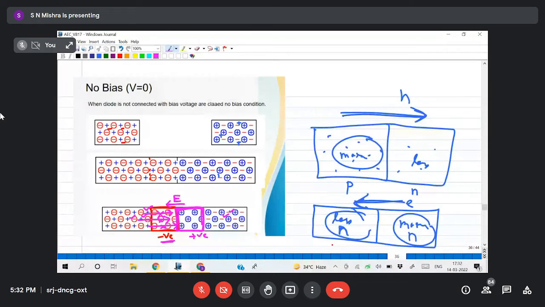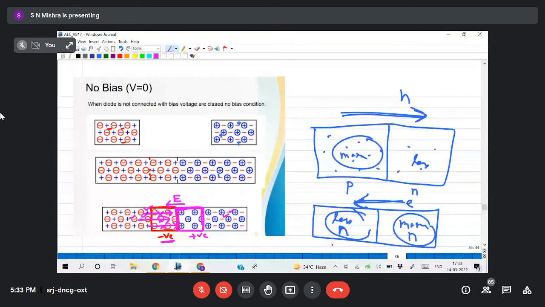So once the diffusion process happens initially and the depletion region is created, further movement of the majority charge carriers from p side to n side or n side to p side is not possible. And that is due to this electric field generated, or dipole generated, across the junction.